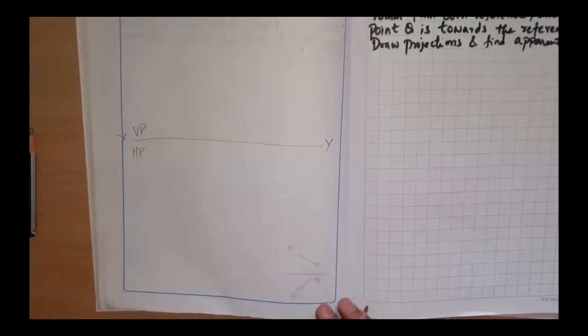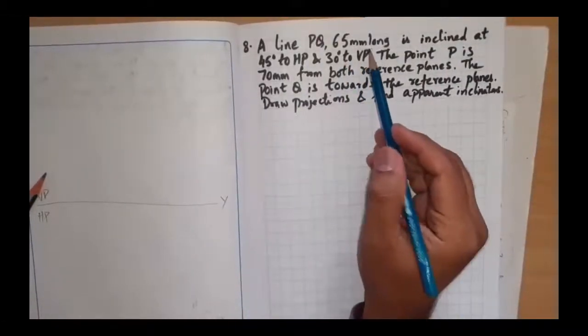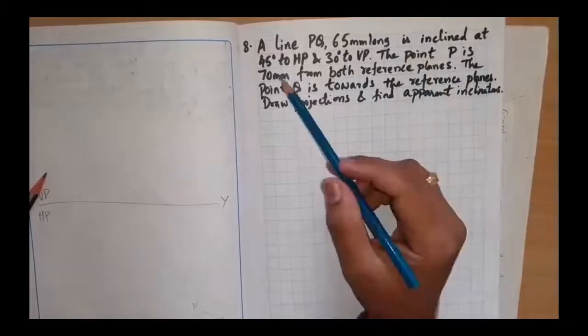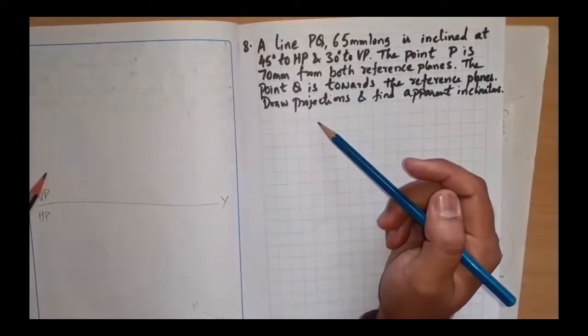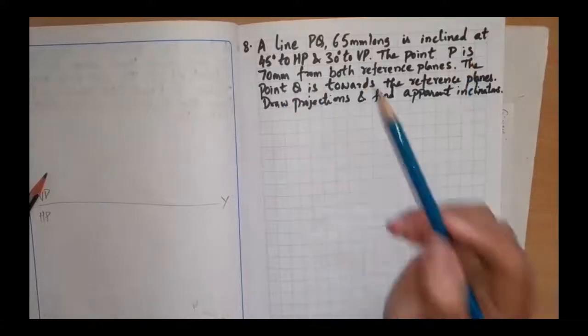Are you able to get it, all of you? A line PQ, 65 mm long, is the true length. It is inclined to HP and inclined to VP at some angle. Got it? The point P is 70 mm from both the reference planes.